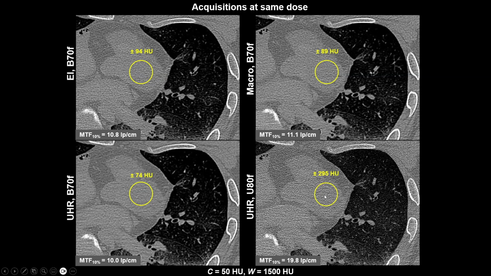And what you see here very nicely is that, of course, you can reconstruct the photon-counting data with very high spatial resolution, shown bottom right on the slide. However, of course, a high spatial resolution always results in a very high image noise.